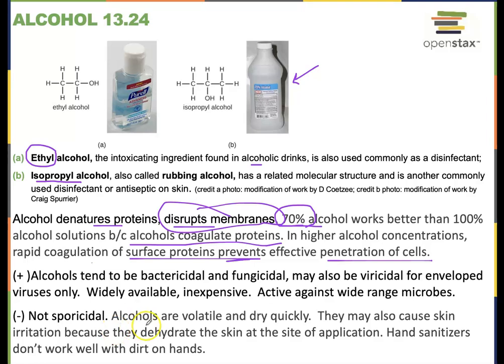Alcohols are not sporicidal. They also are very volatile. They dry quickly. They can dehydrate your skin, and they don't work well if you have organic dirt or anything on your hands. They need to be on a clean hand.